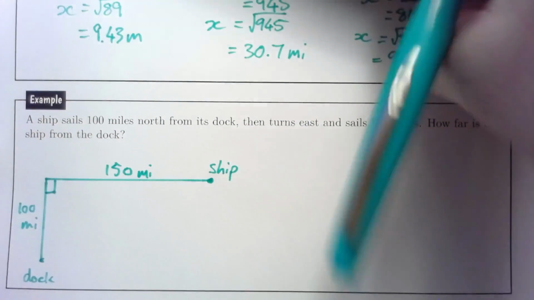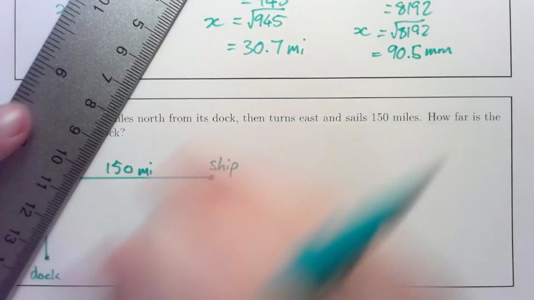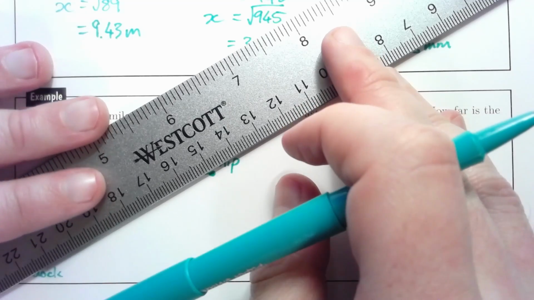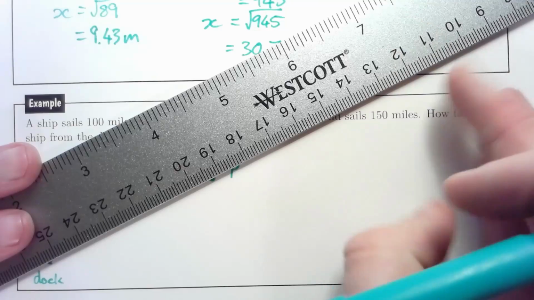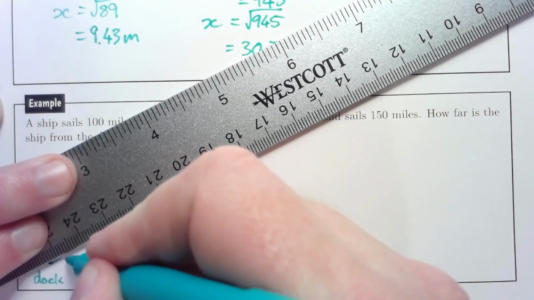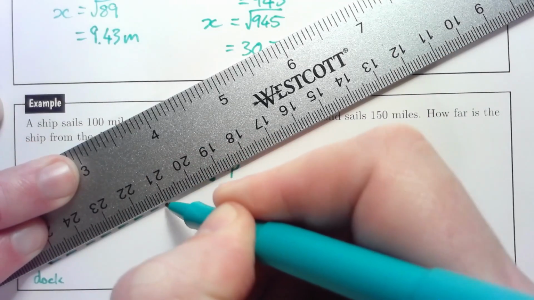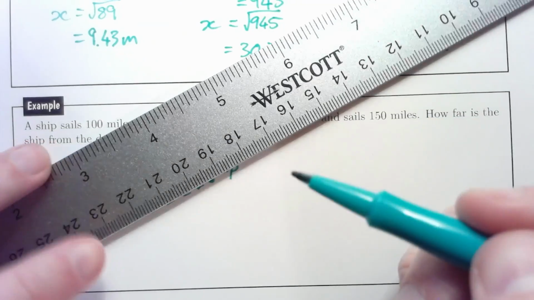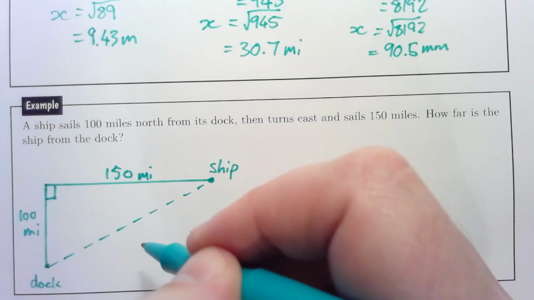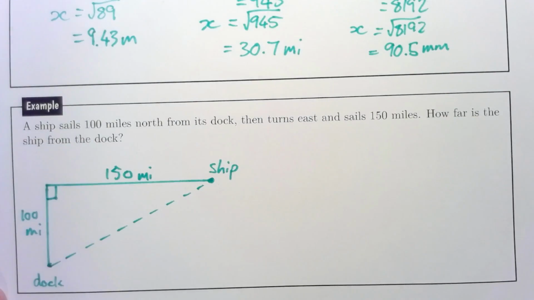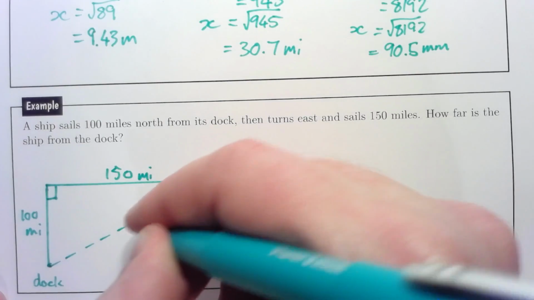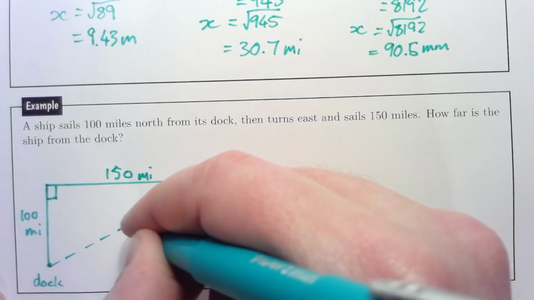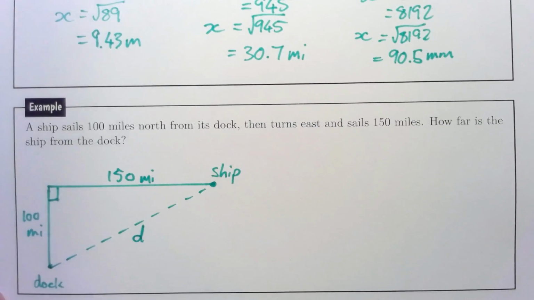Now our right triangle comes from the fact that the question wants to know the distance that the ship is from the dock. So if we connect these two points, and I'm going to use a dashed line here, because the ship hasn't really sailed along this line. We're just measuring an imaginary path here, but for how far the ship is from the dock directly. Now this is a quantity we don't know, so I'm going to label this as D because it's a distance.